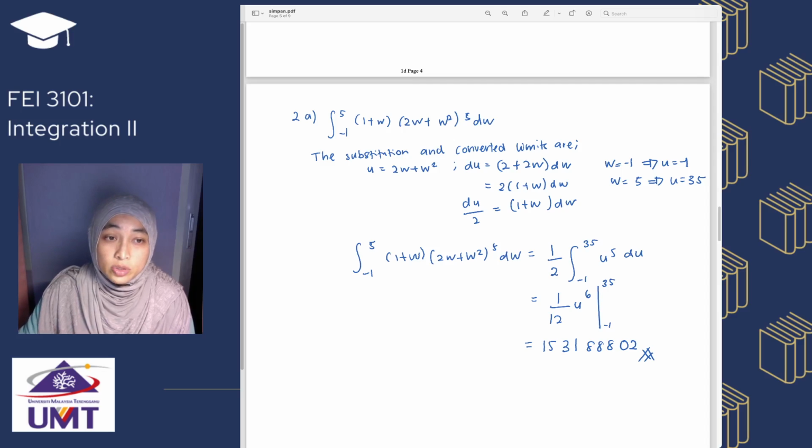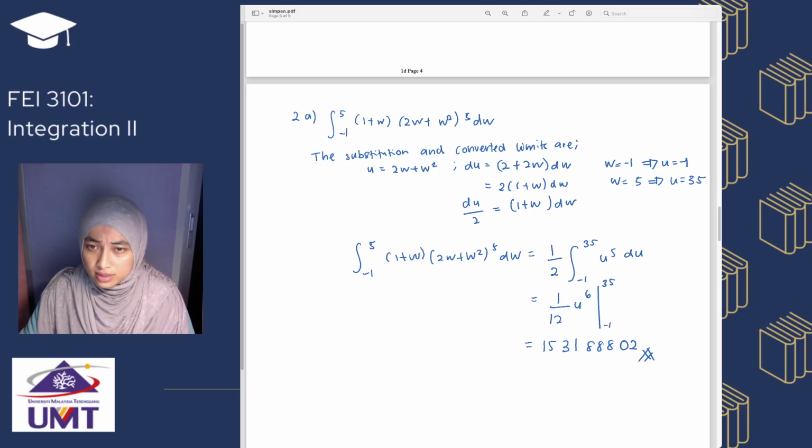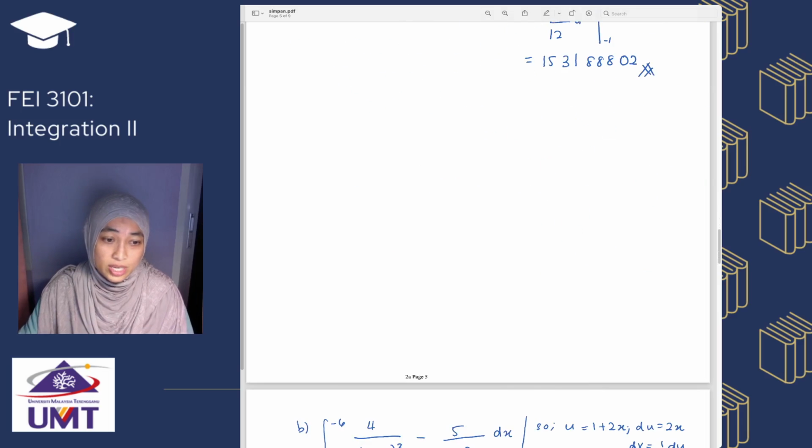And then don't forget to change the range here. When w is equals to -1, you'll get u is equals to -1. When w is equals to 5, you'll get u is equals to 35, right? Don't ask me how, you just substitute here, you'll get the answer. Now with your new range, you get half times the integration from -1 to 35 of u to the power 5 du. So it's quite easy to complete this and you get this answer. Okay, this is easy, I told you.